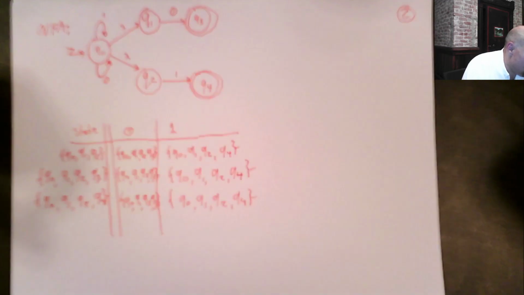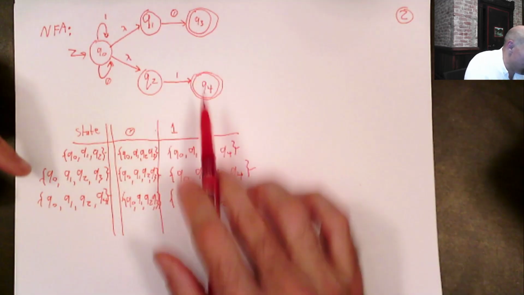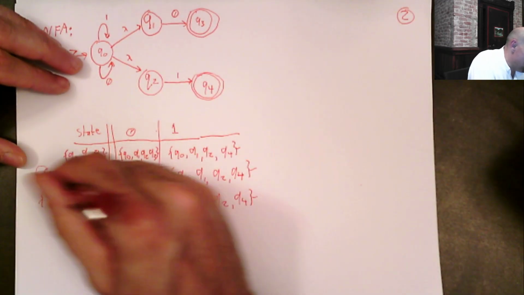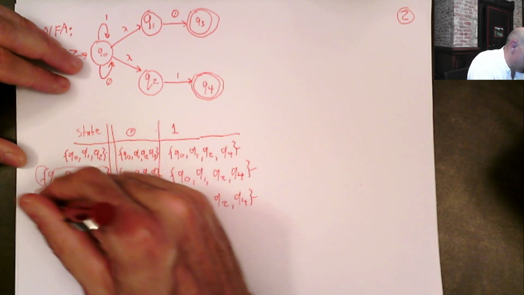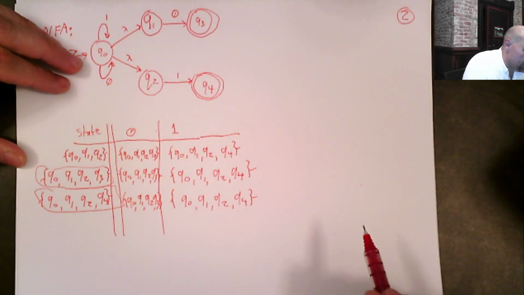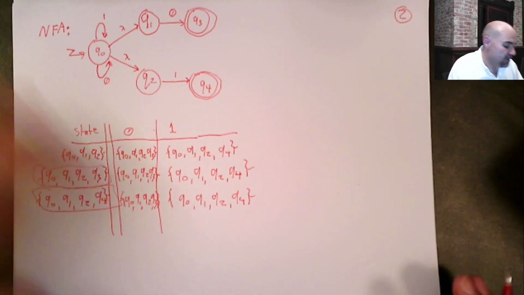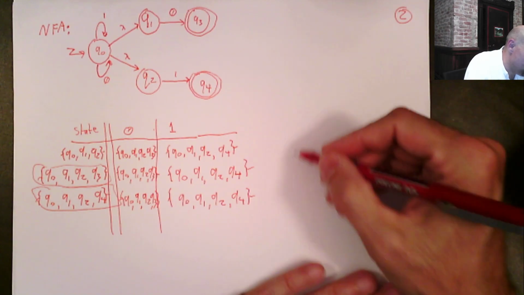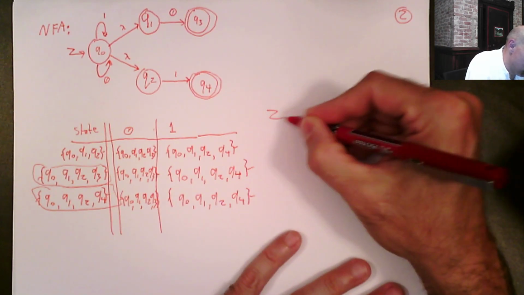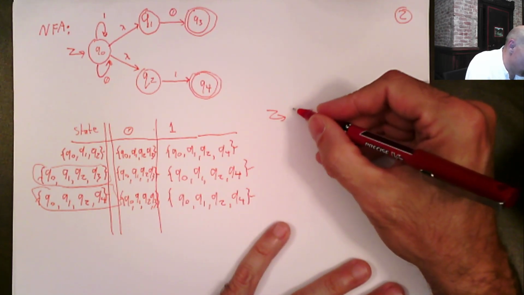So we just need to identify which ones are final states, any of them that contain a 3 or a 4. So this is going to be final. That's going to be final. Let's draw the DFA version of this now. So here's my start state, which was 0, 1, 2.